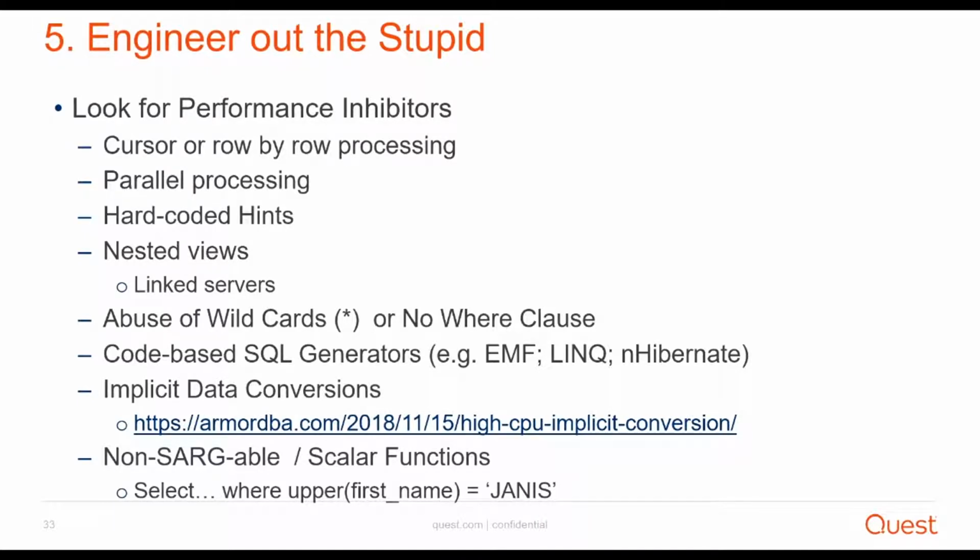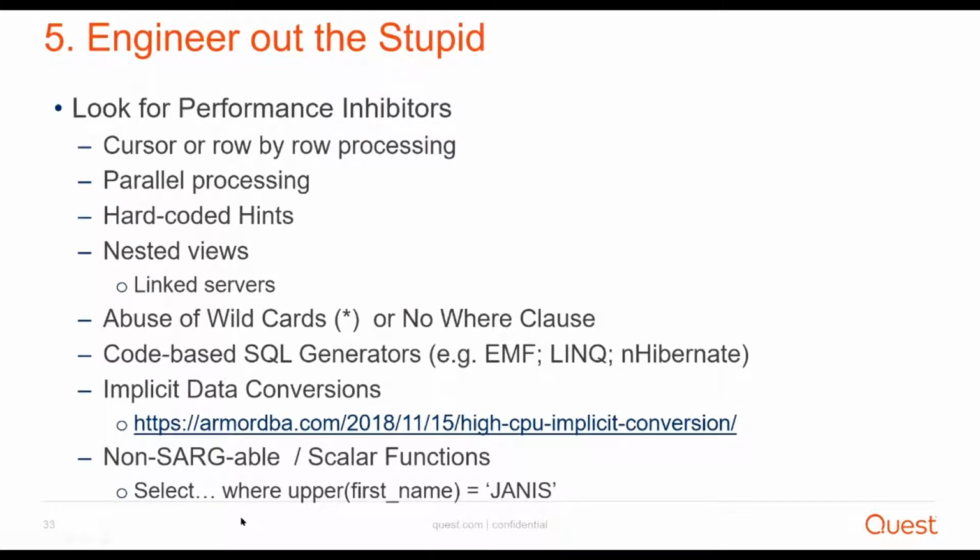Hard-coded hints, they often get forgotten, and as the data grows, they're no longer valid. Nested views, especially if they're going across linked servers. Abuse of wildcards or no WHERE clauses. This is one thing the code-based SQL generators do a lot. They try to do all the filtering on the client, which really ties the hands and the efficiency of the database. That's what databases are good for. And then implicit data conversions. That was my stupid. I'm doing an implicit conversion.